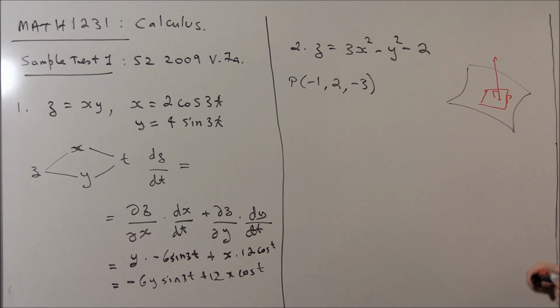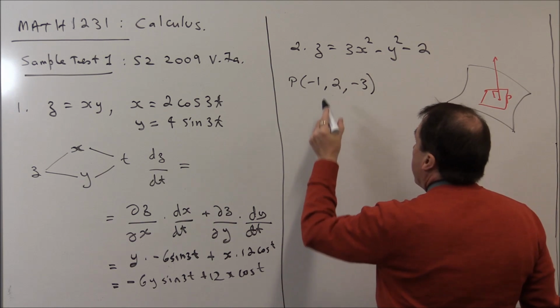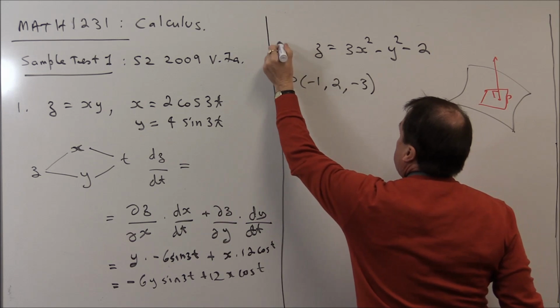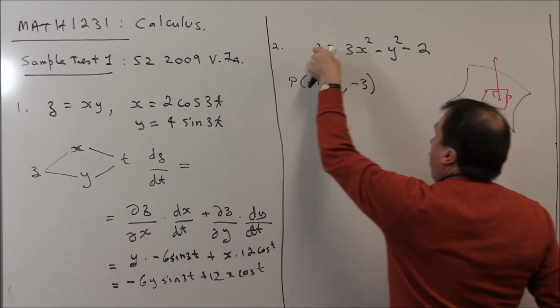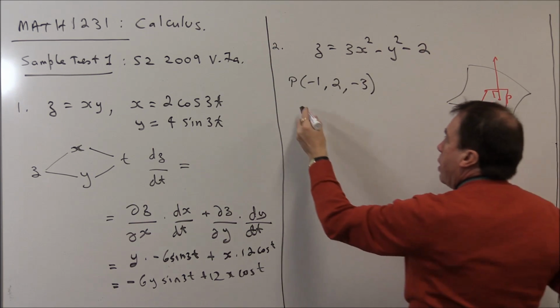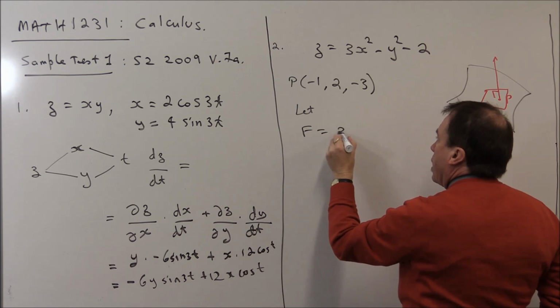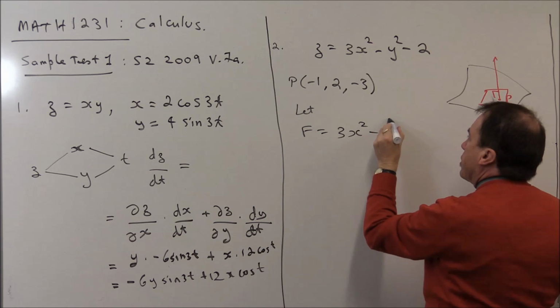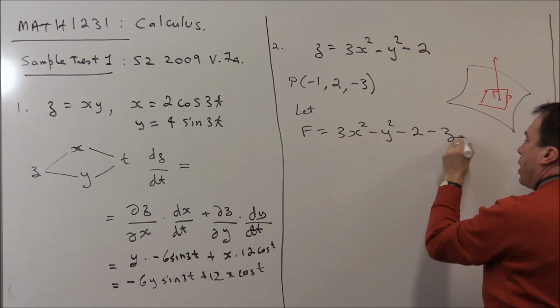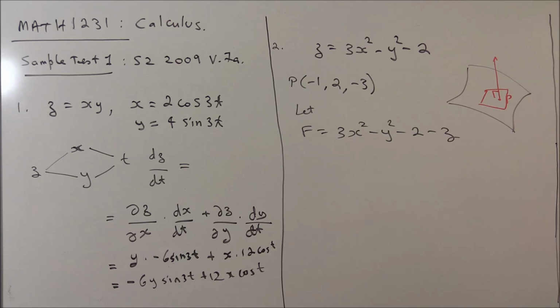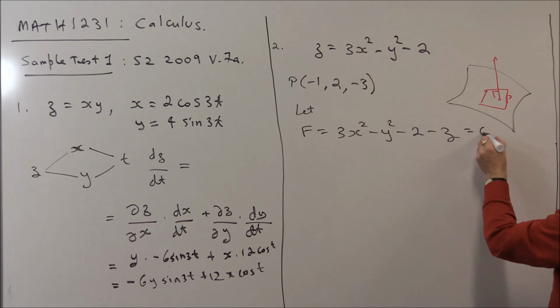I like to do all of these in the following way, which is a method that works in every situation. I will get all the terms onto one side, and I call that function F, capital F. So I get 3x squared minus y squared minus 2 minus z, and this is going to equal then 0.